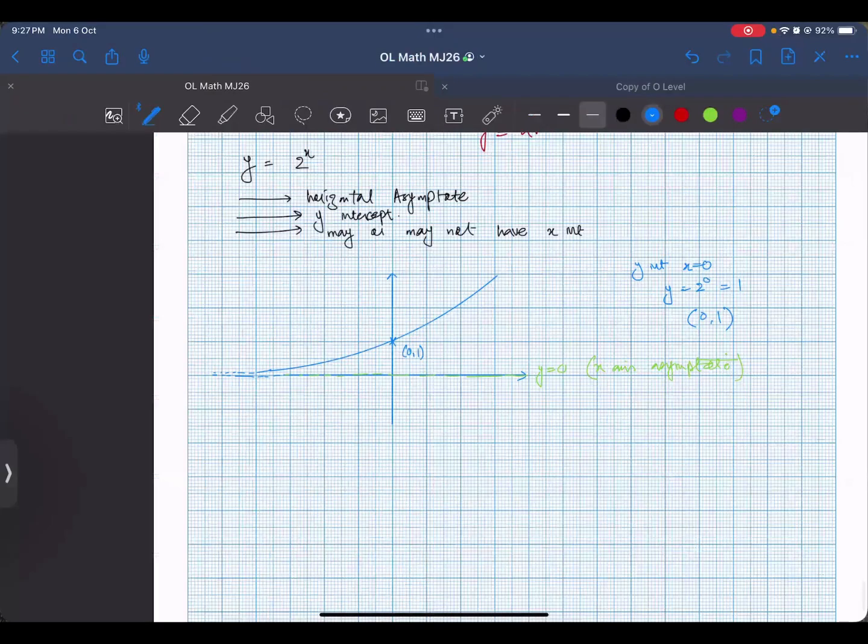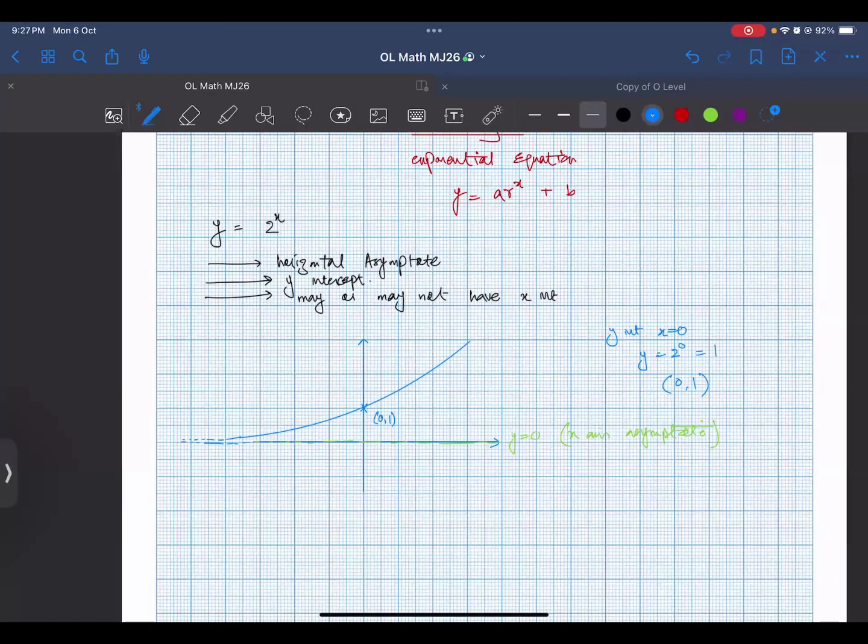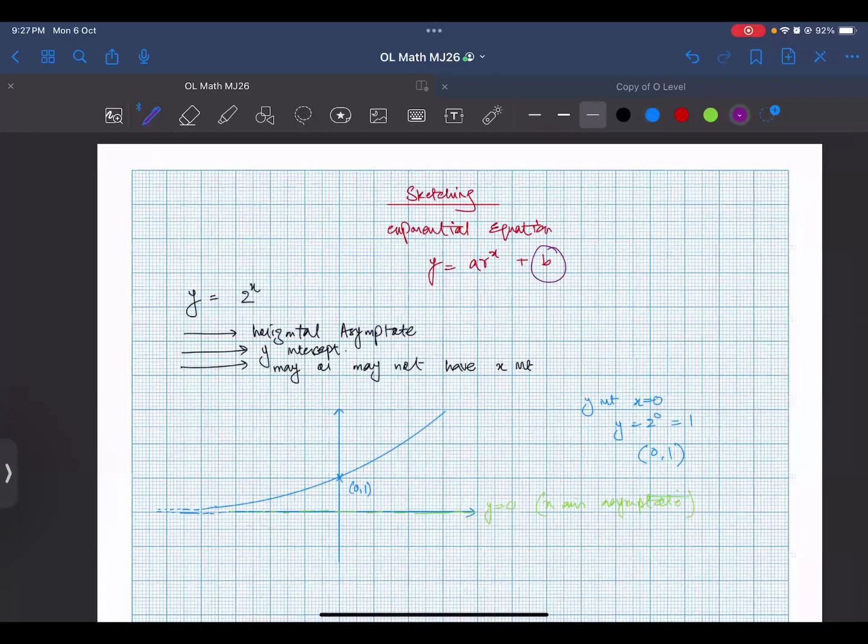Okay, and now to take it a little bit further, this b value, whatever is being added to the exponential part, this is y is equals to b. This will always be your horizontal asymptote.